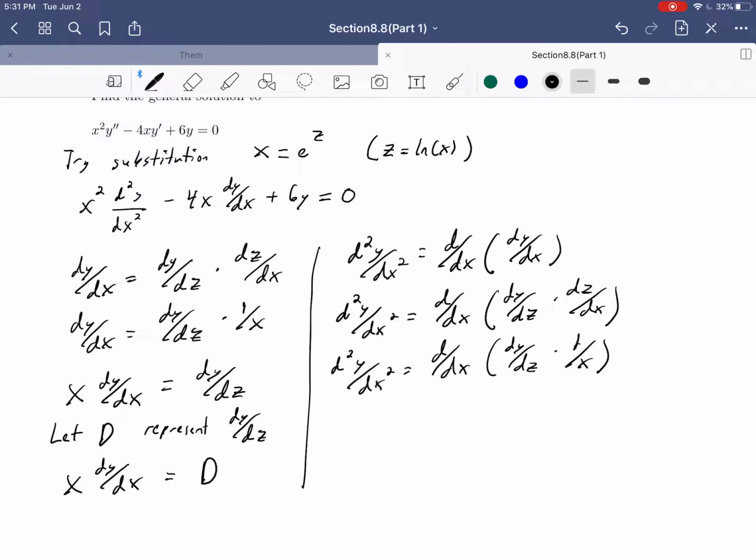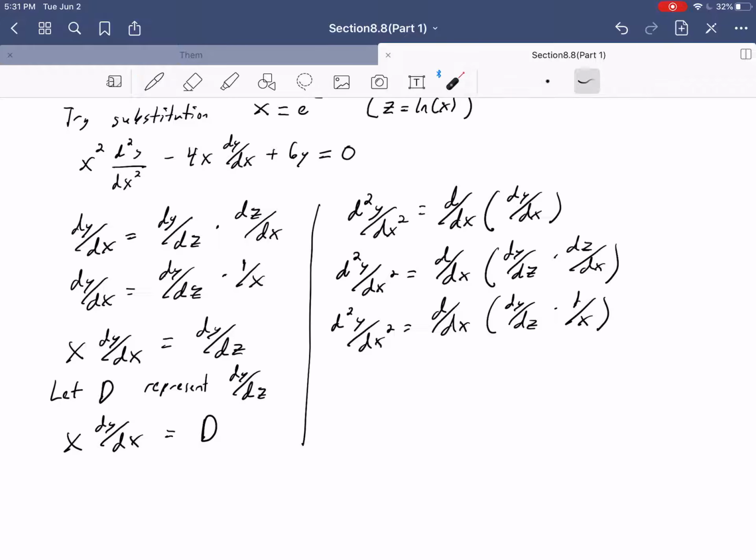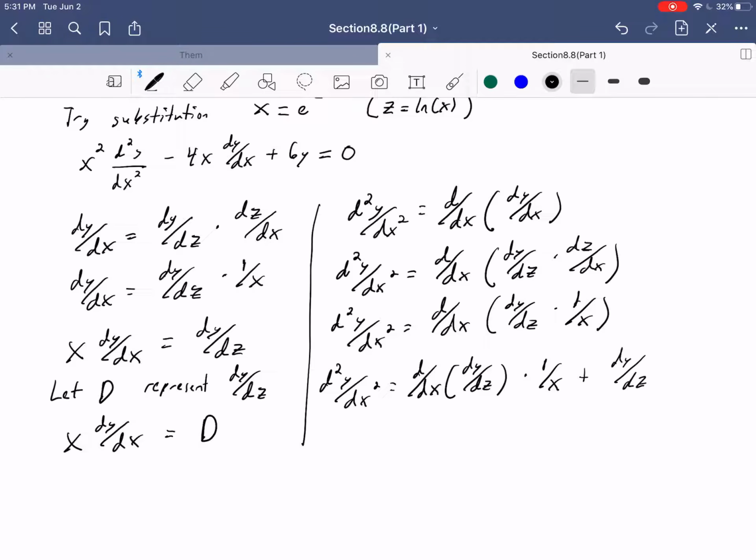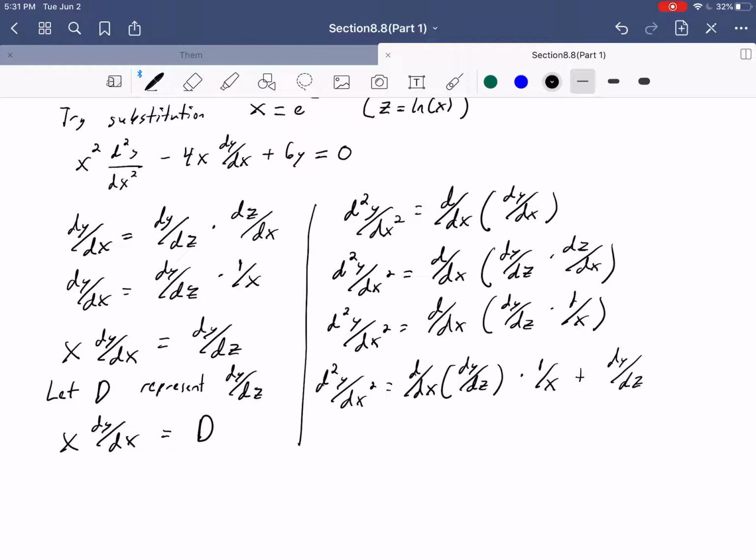So we can say this is the derivative with respect to x of dy/dz times 1 over x. Now, let's distribute this derivative over this product using product rule. So we can say the second derivative of y with respect to x is, well, we take the derivative of the first factor, d/dx of dy/dz, times 1 over x, plus dy/dz, and then we apply d/dx to 1 over x. Well, we know how to do that one. That's just going to be negative 1 over x squared.